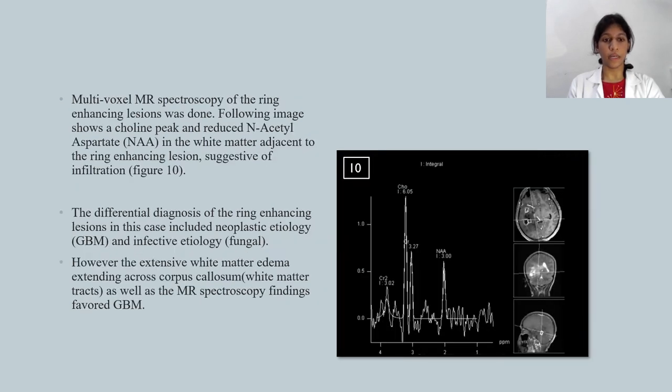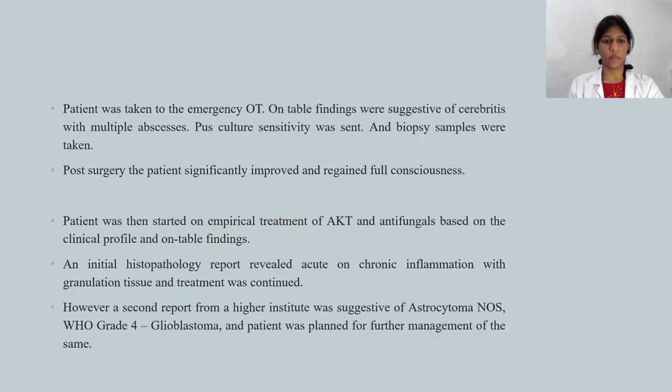Multivoxel MR spectroscopy of the ring enhancing lesions was done. Following image shows a choline peak and reduced NAA in the white matter adjacent to the ring enhancing lesion, suggestive of an infiltration. The differential diagnosis of the ring enhancing lesions in this case included neoplastic etiology and infective etiology. However, the extensive white matter edema extending across the corpus callosum as well as the MR spectroscopy findings favored a diagnosis of GBM. Patient was taken to the emergency OT.